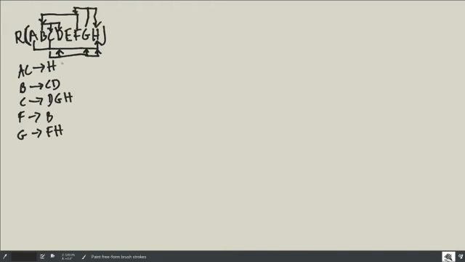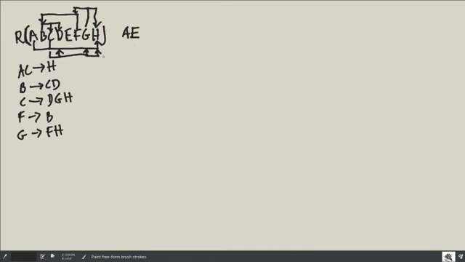So the essential attributes are those that don't have an incoming arrow. A doesn't have any incoming arrow. B has an incoming arrow, C has an incoming arrow, D has two incoming arrows. E doesn't have any incoming or outgoing arrow, but what I care about here is the incoming arrows. F has one incoming arrow, G has one, and H has three. So these are my essential attributes.